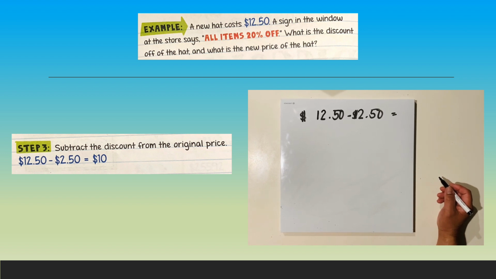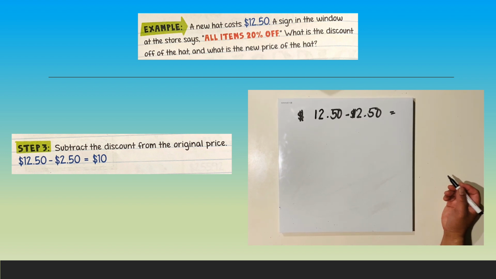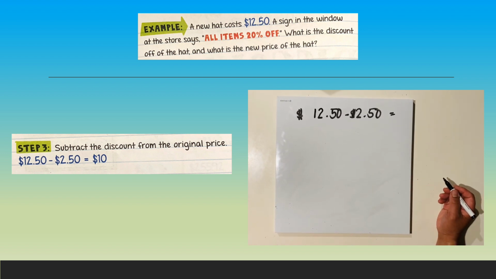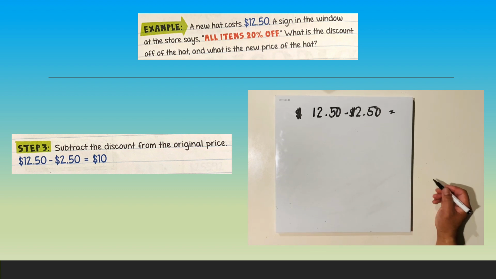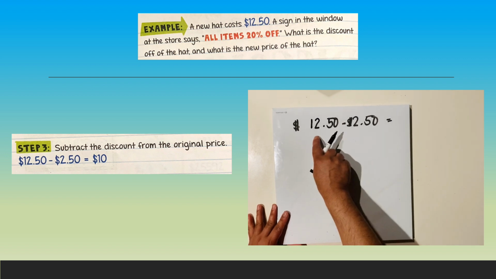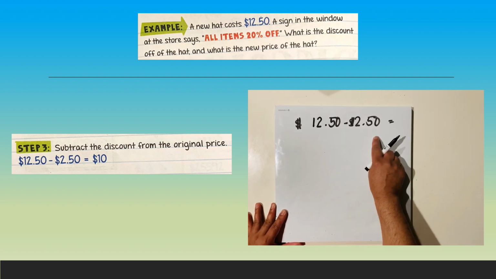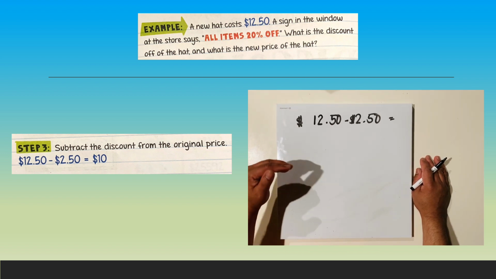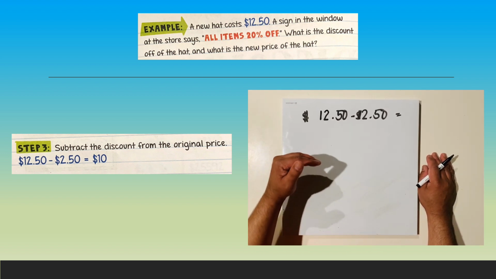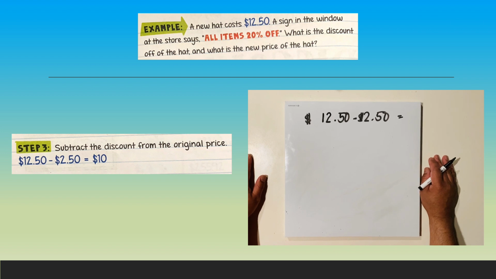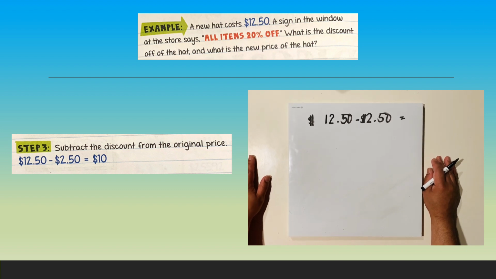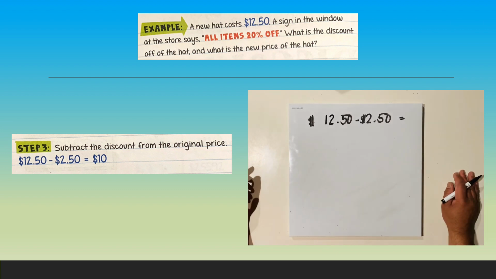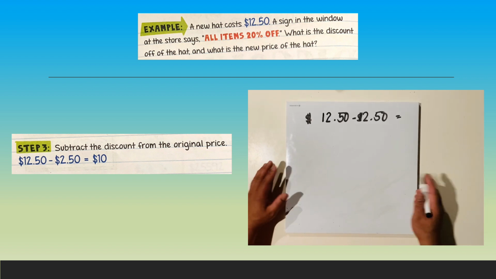We are now in step 3, and this is our final step. In step 3, we're going to subtract the discount from the original price. Now take a look at the numbers here, our mathematical sentence. Same thing with step 2, as you notice, the numbers were written in horizontal form. The best way to solve it is to rewrite it in vertical form.